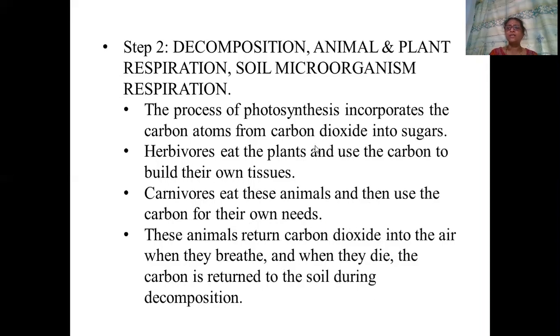All these organisms, when they are breathing, that is during respiration, give the carbon in the form of carbon dioxide back into the air. Also, when they die, when the dead bodies of these organisms are decomposed, the carbon which is trapped in the skeleton of these bodies is given back into the soil or into the atmosphere after decomposition. So the second step involves decomposition and respiration.